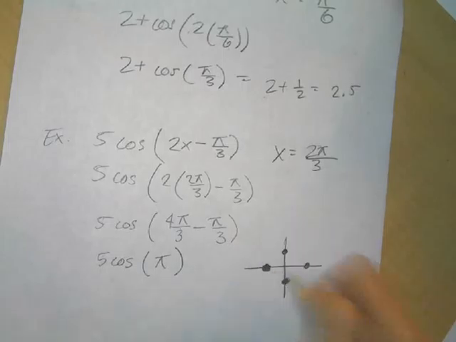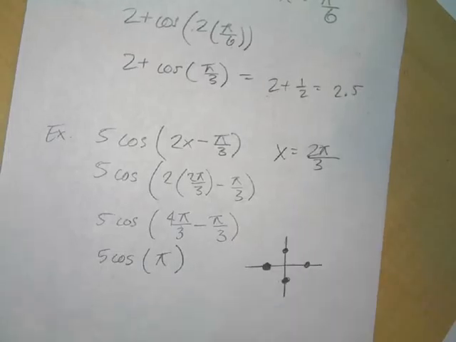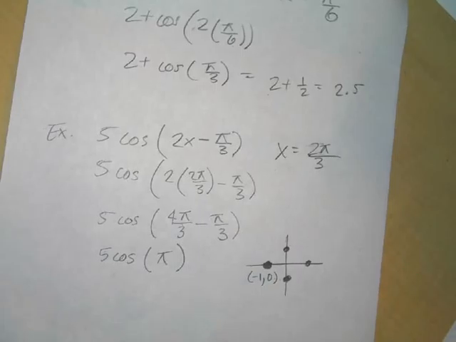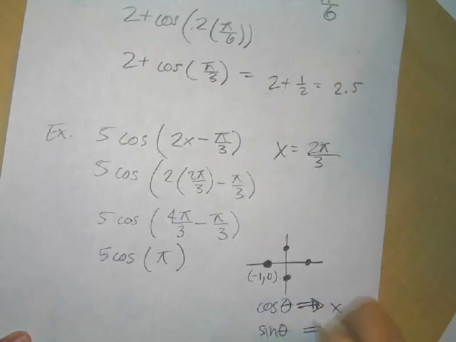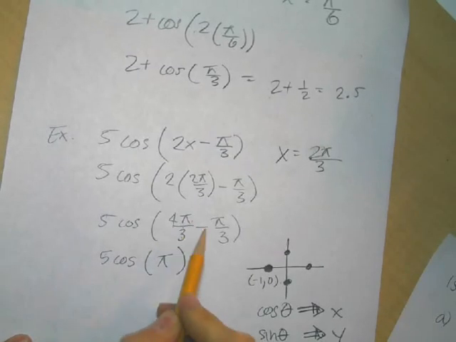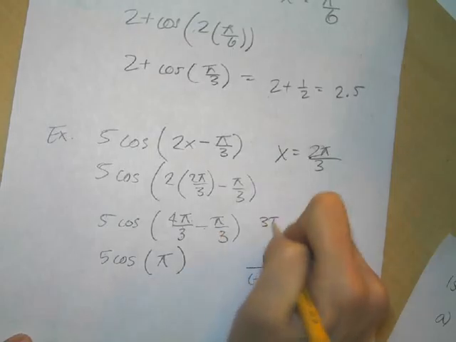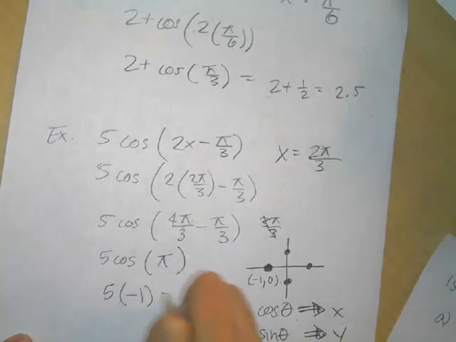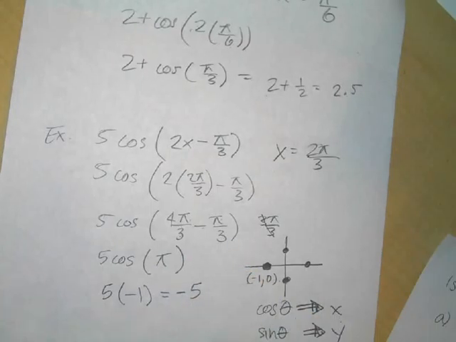So this point, it's always going to have a 1 and a 0 in it. It just depends on where it is, or a -1 and a 0. This is -1, 0. So 4 pi over 3 minus pi over 3 is 3 pi over 3. And the 3's cancel. So cosine goes with the x, so that would give me -1. So 5 times -1 is -5.